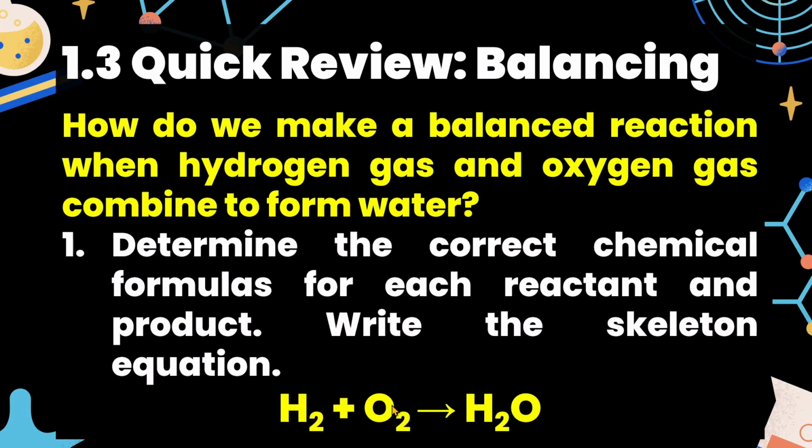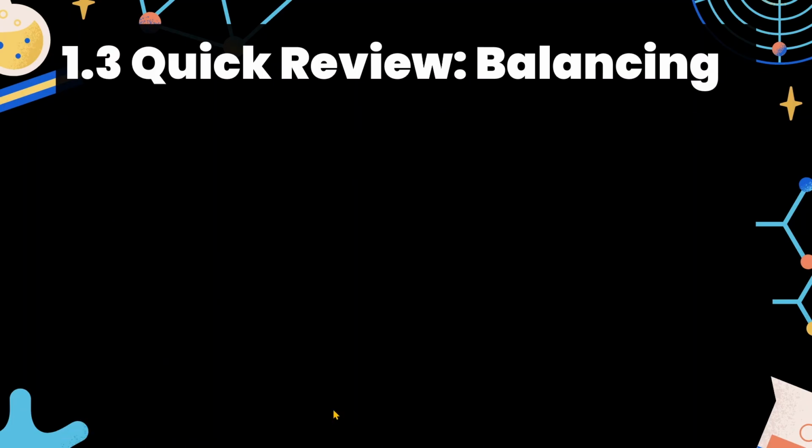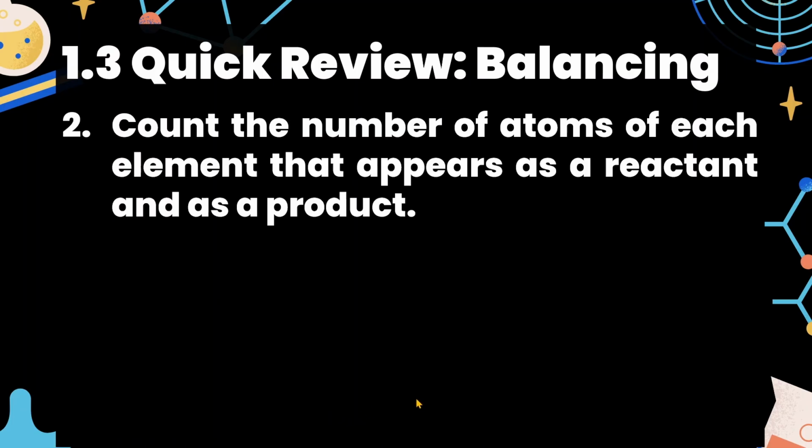Since the compounds involved are hydrogen and oxygen, we write the diatomic structure or formula for them: H2 for hydrogen gas and O2 for oxygen gas, combining to form water. That would be H2O as the product. The second step is counting the numbers of atoms of each element that appears as a reactant and as a product.